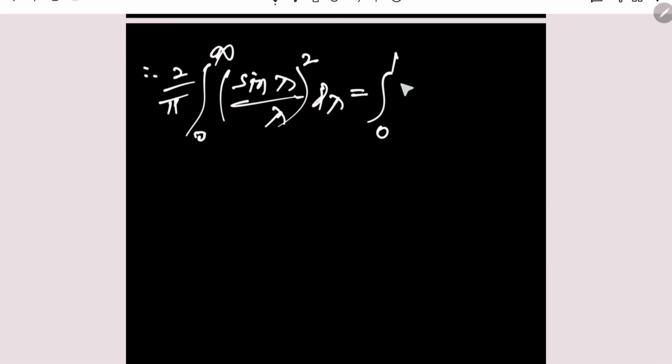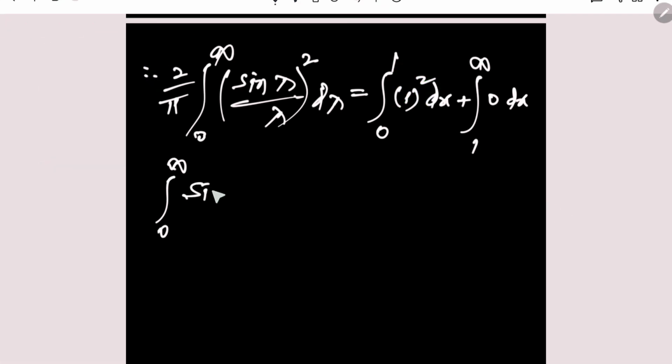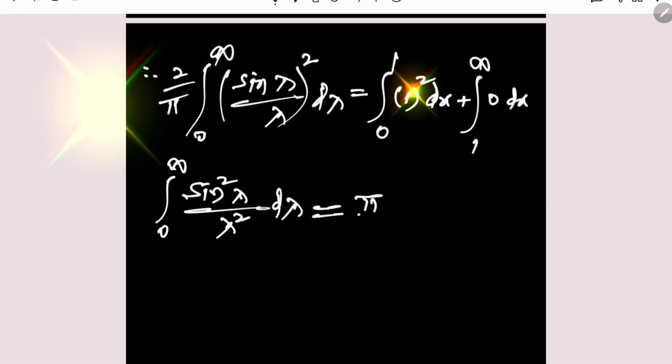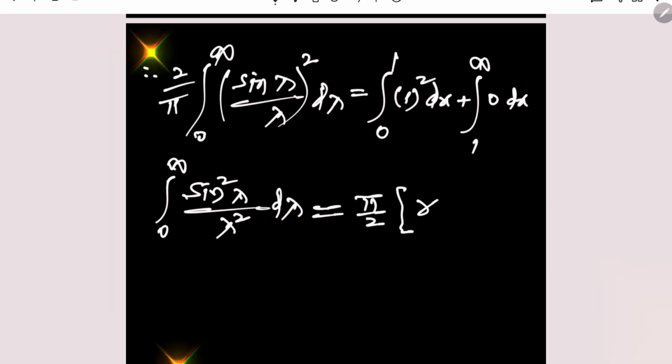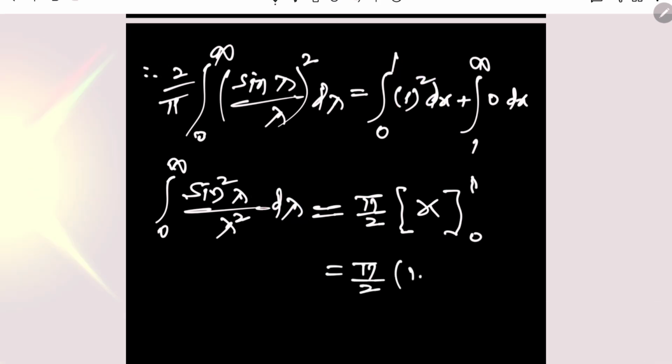Between 0 and 1, the value is 1. Therefore, it becomes 1 square and its integration with respect to x. And the second value is 0 between 1 and infinity. Then transferring that 2 by pi to the other side, we get integral from 0 to infinity of sine square lambda upon lambda square d lambda as pi by 2, and integration of dx is x, with limits from 0 to infinity. Substituting the upper and lower limits, we get pi by 2 multiplied by 1 minus 0, which is nothing but pi by 2.